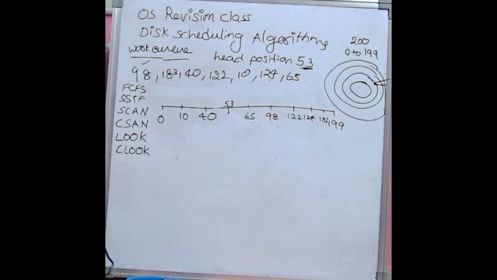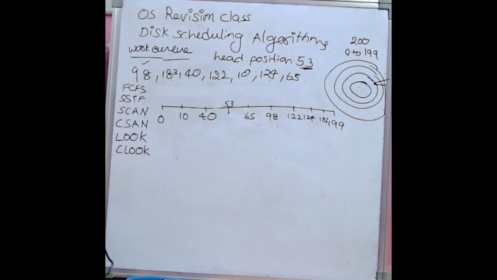SSTF is shortest seek time first. Its advantage is that every time it checks which one is nearer and serves that, so the total number of cylinders traveled to serve all the requests will be less. That is the advantage of SSTF. That also we need to write.